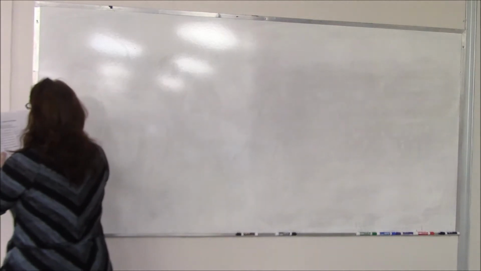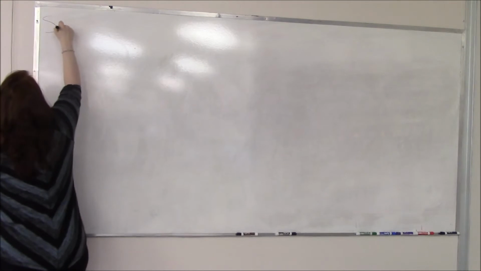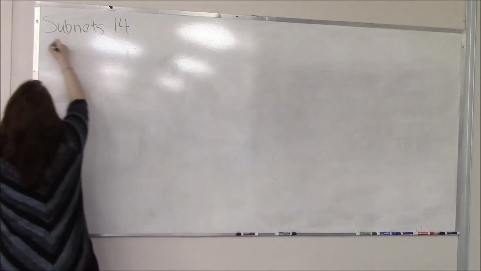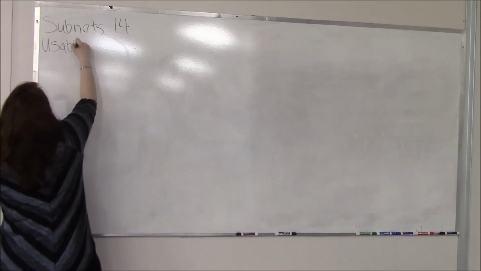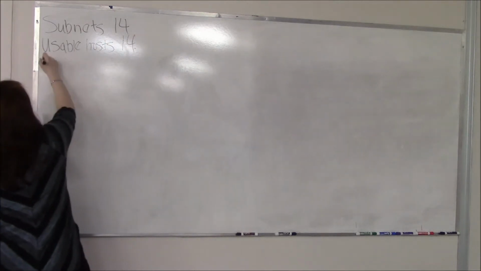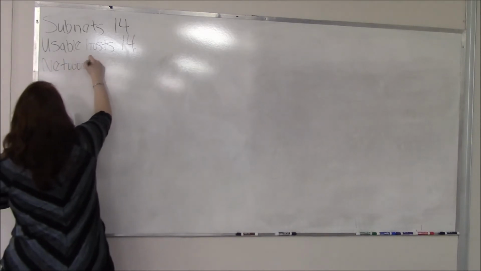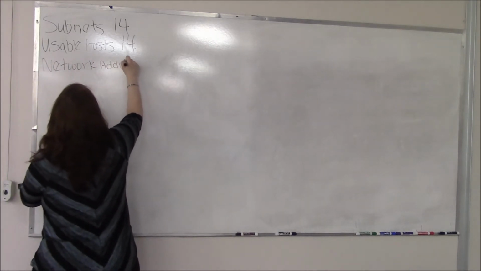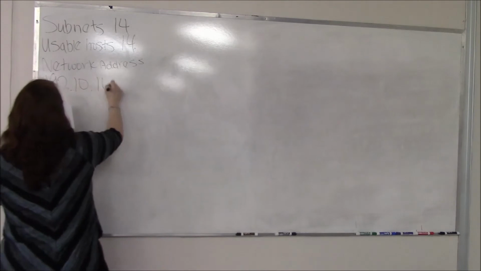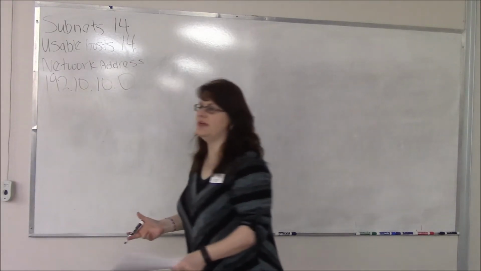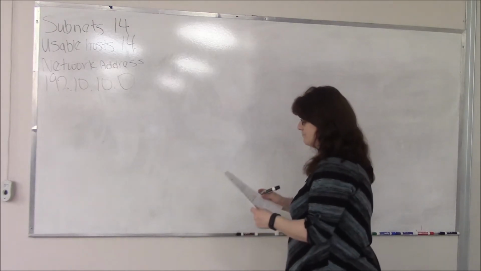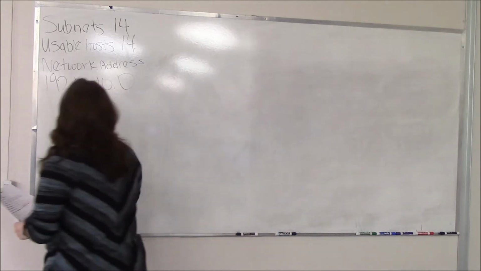We say on problem 1, the number of subnets we need is 14. The number of usable hosts we need is 14. And they give us a network address. So take this address and create a subnet mask that works with it, that satisfies giving us 14 subnets and 14 usable hosts. So that's what that problem is asking for. So let's answer some questions about it first.